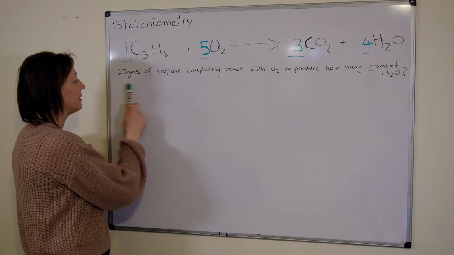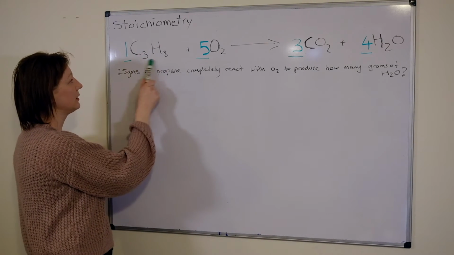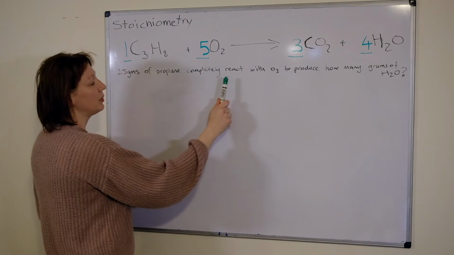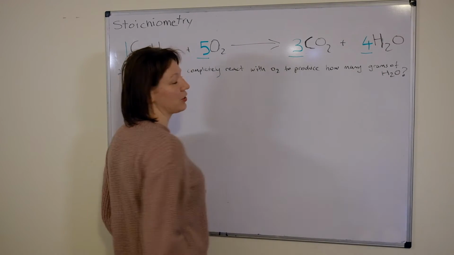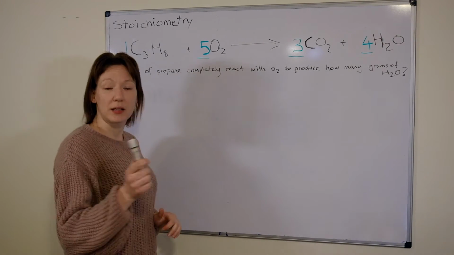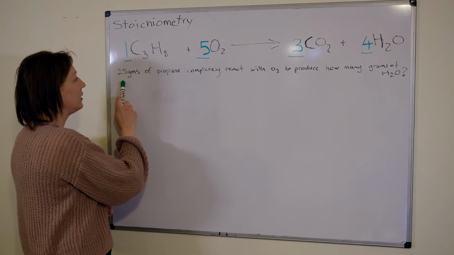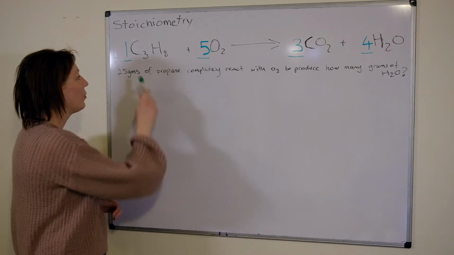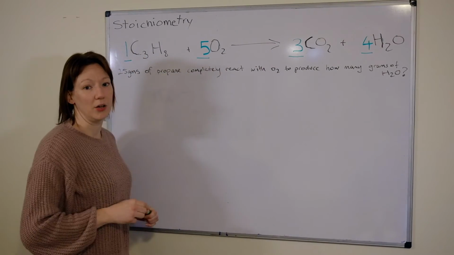So let's say the example we're going to use is I have 25 grams of propane, C3H8, completely react with oxygen to produce how many grams of H2O? Now again, this might seem completely overwhelming, but there's a lot of things we do actually already know. We have the amount in grams of oxygen that we have. We have the ratios in which these molecules are going to react.